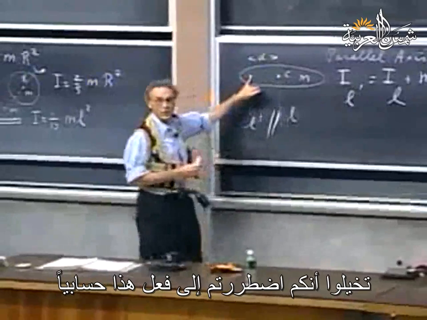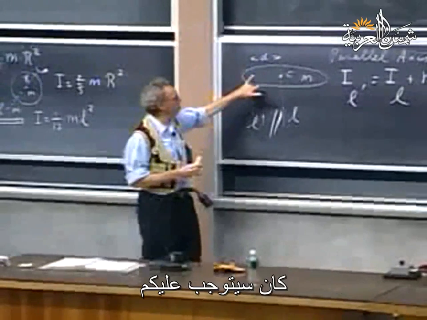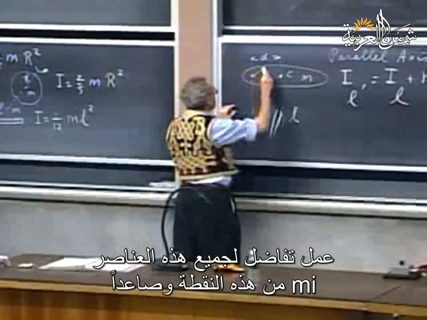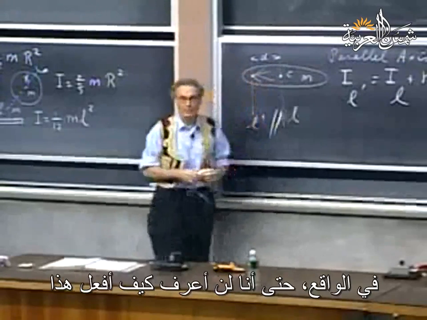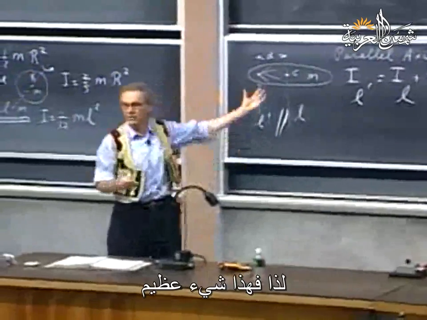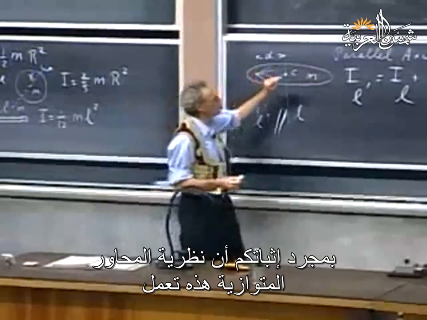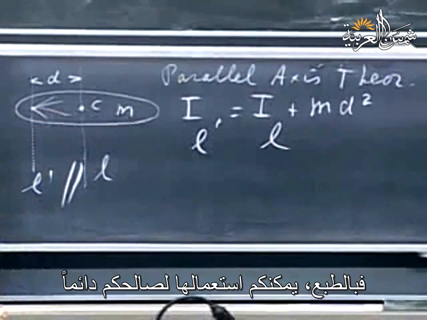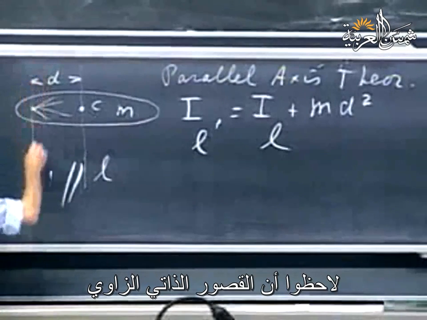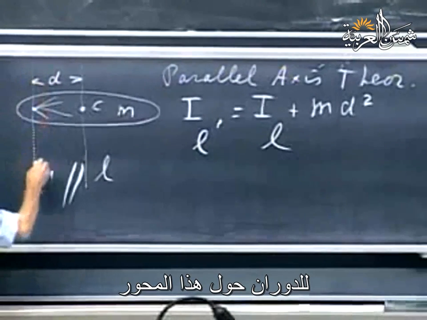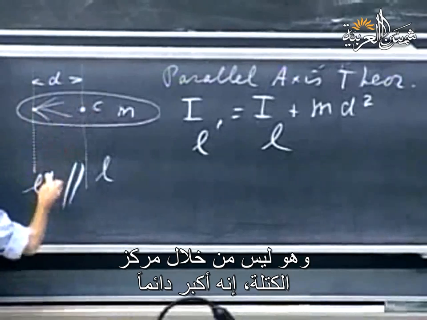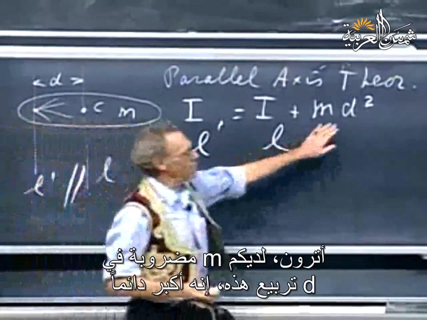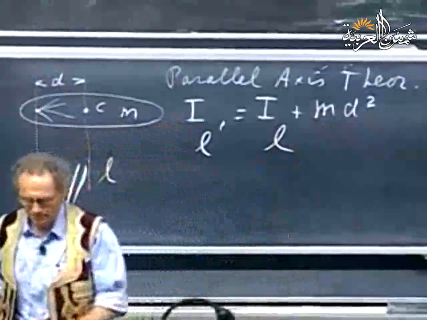Imagine that you had to do this mathematically, that you actually had to do an integration of all these elements m i from this point on. That would be a complete headache. In fact, I wouldn't even know how to do that. So it's great, once you have demonstrated, once you have proven that this parallel axis theorem works, then of course you can always use it to your advantage. Notice that the moment of inertia for rotation about this axis, which is not through a center of mass, is always larger than the one through the center. You see, you have this m d squared, always larger.